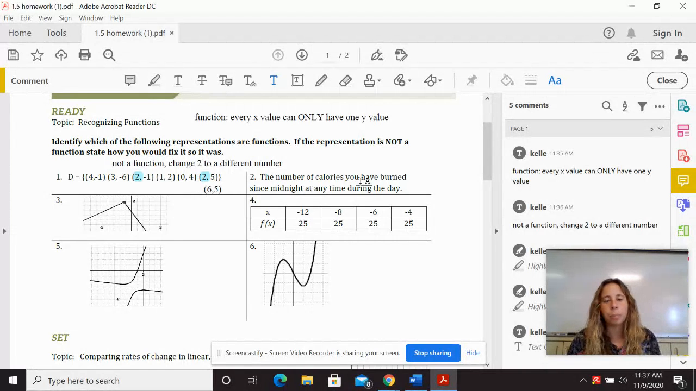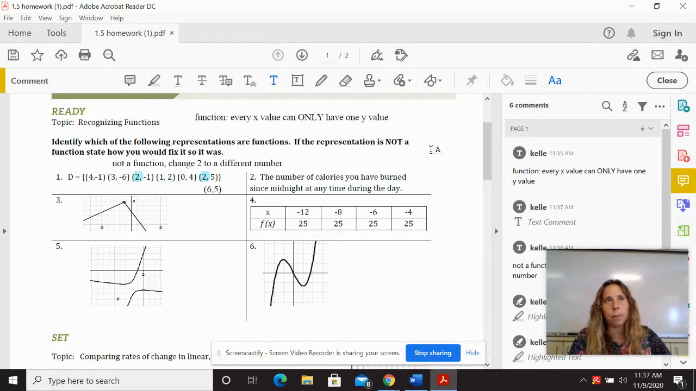All right, number 2. The number of calories you have burned since midnight at any time during the day. Okay, so this is making you think about real life a little bit. So you're always burning calories. Science. Your body is always burning calories, always. Even if you're just laying in bed being a lump, you're burning calories, okay? Not as much as if you're walking around or doing pretty much anything else, but you are burning calories.